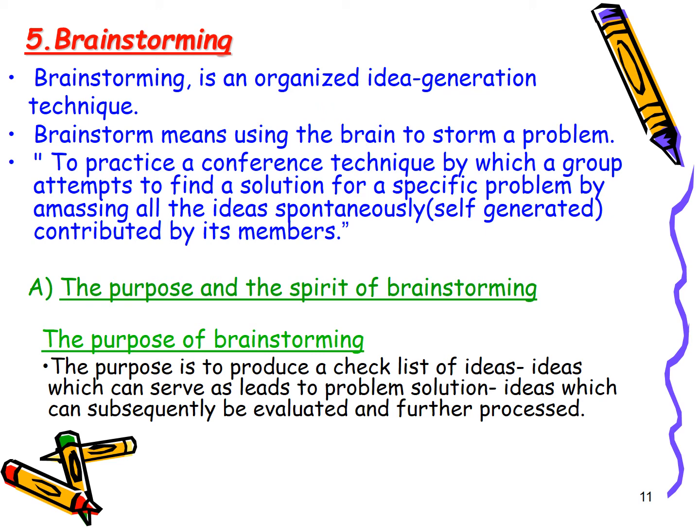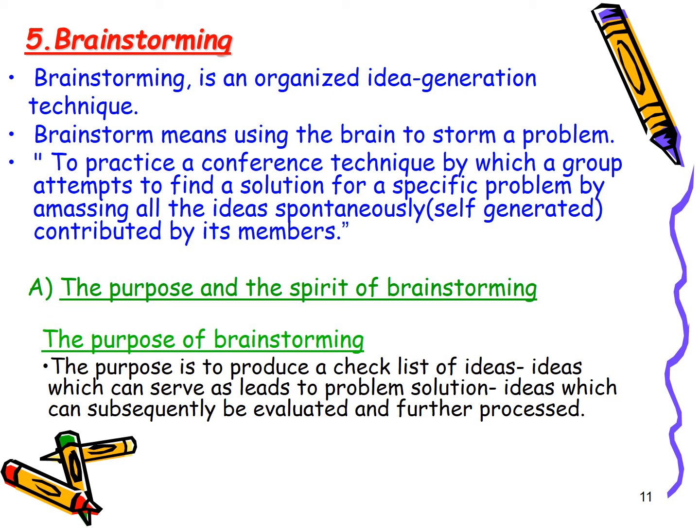The fifth famous type of creative techniques is brainstorming. It is a worldwide technique. Brainstorming is an organized idea generation. It's an organized one. Brainstorming means using the brain to storm a problem, to practice a conference technique. It is not a single technique. It is a conference technique by which a group attempts to find a solution for a specific problem by contributions from its members.